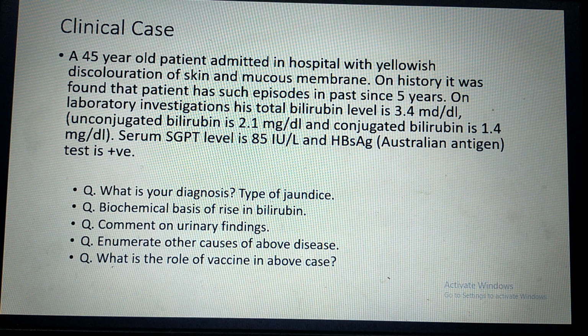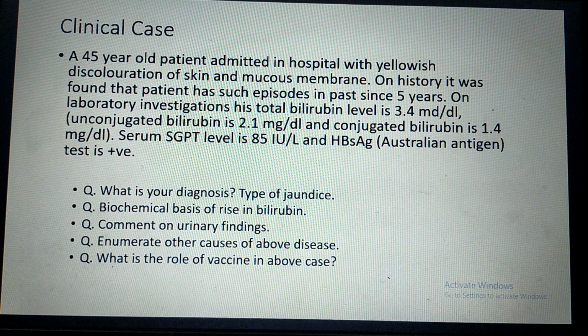Questions are: diagnosis, what is your diagnosis, type of jaundice, biochemical basis of rise in bilirubin, urinary findings, other causes of disease, and role of vaccine. And these are the answers.